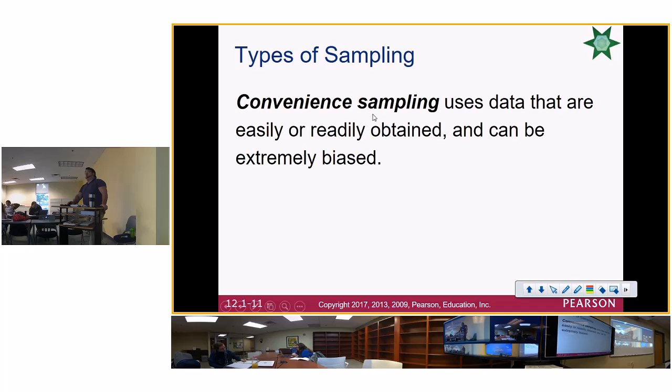So this is a test question on a standardized test. The easiest and the least what? Accurate.